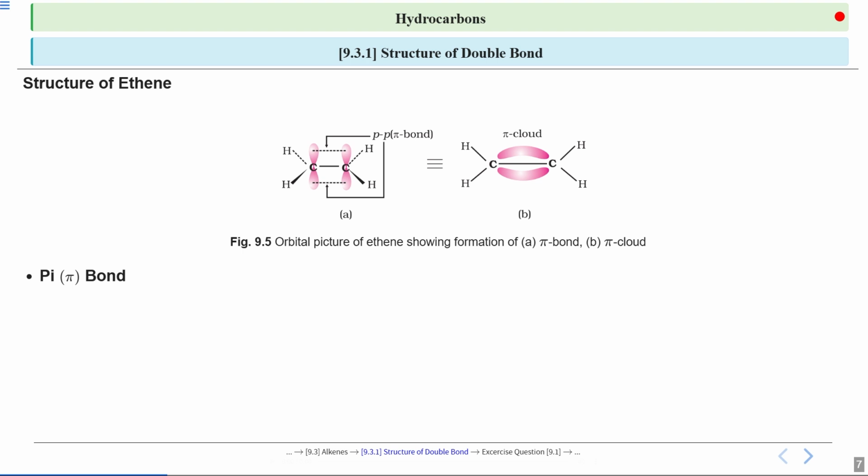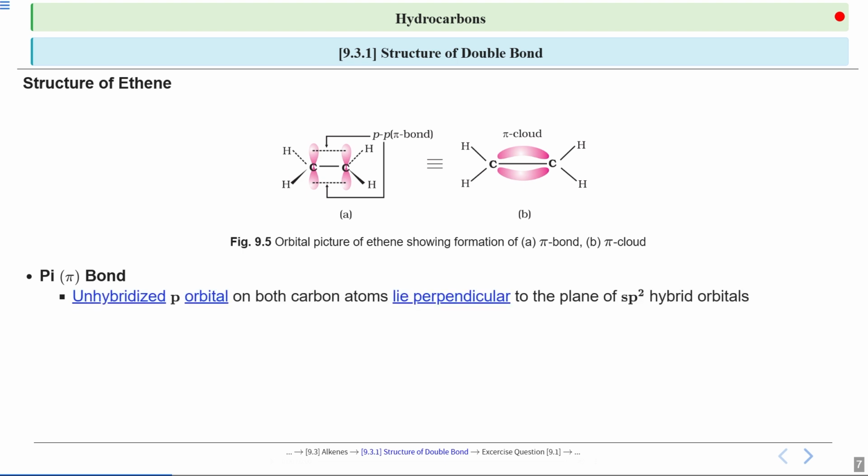First of all, let us focus on the pi bond in ethene. Pi bonds in ethene are formed by the sideways overlap of p orbitals. This is different from sigma bonds, which are formed by head-on overlap. Understanding this distinction is important because pi bonds are generally weaker and more reactive than sigma bonds.